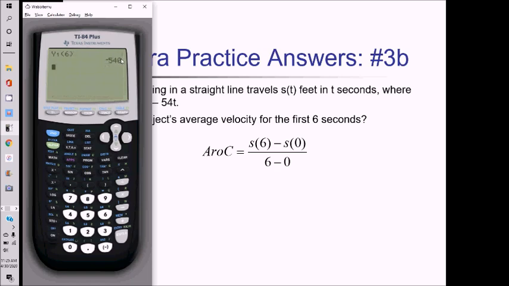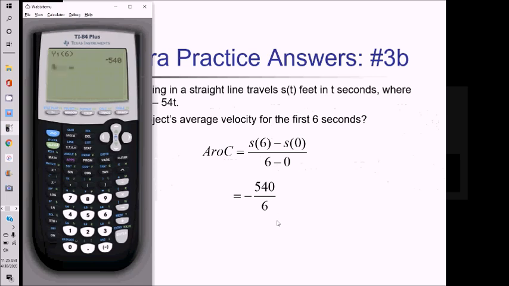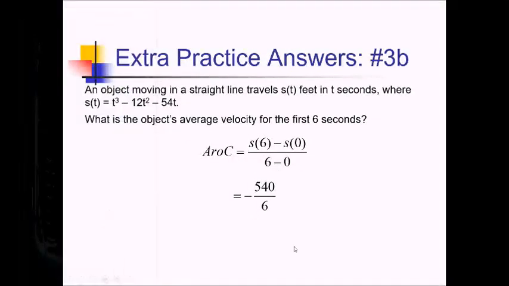Negative 540, okay. And s of 0, well actually these all have variables, t's, so that's going to zero out everything. So we just end up with negative 540 over 6, which, if we wanted to reduce it, is going to come out to negative 90. So that's going to be negative 90 feet per second.